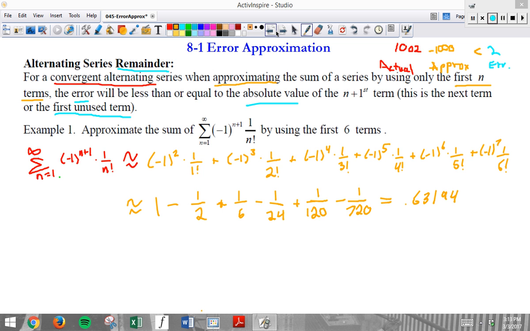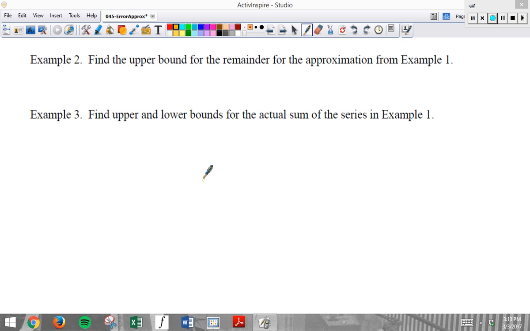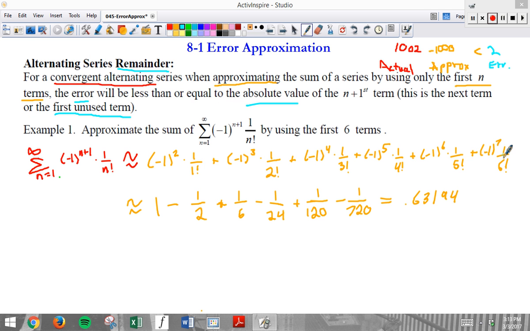So, next, find the upper bound for the remainder. I'm going to say the remainder, which again, if you look at the homework, there's lots of different words for this. That's what makes the homework hard. The remainder, which we're saying is the error, is less than or equal to the absolute value of the next term. What was the next term I would have added in here? Well, n would have been 7.